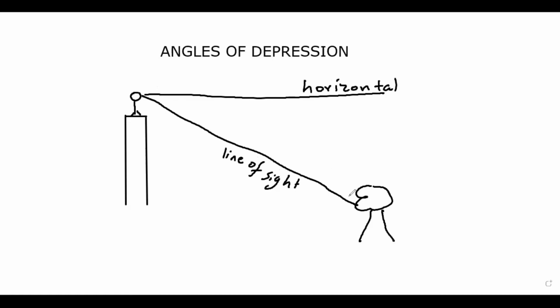And what you can notice is there will always be a line that is formed here, which is parallel to the horizontal. Now, here we have the angle of depression, which is the angle formed between the horizontal and the line of sight. Now, with angle of depression, the line of sight is below the horizontal, whereas with angle of elevation, the line of sight is above the horizontal.